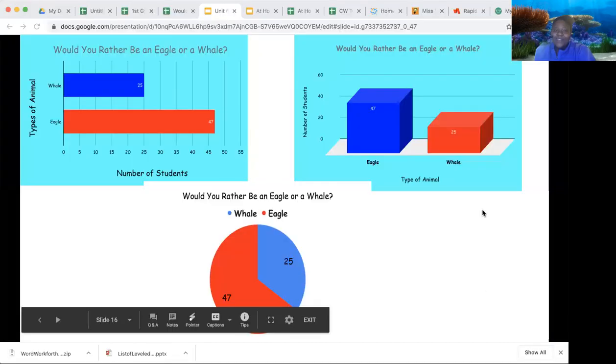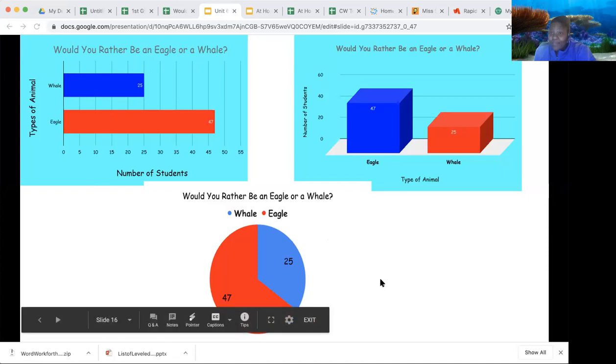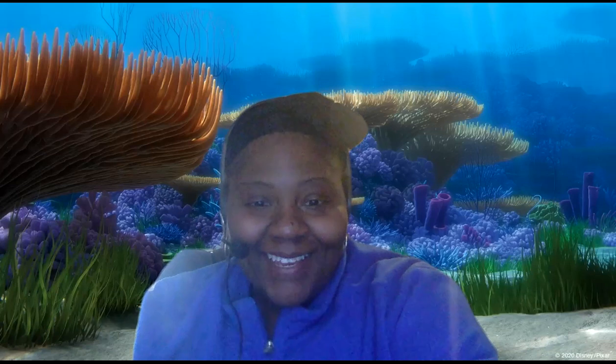Okay, so on Tuesday, I showed you the information from the survey that you guys took. Would you rather be an eagle or a whale? And I represented that data in some different ways. Also, yesterday, I took my data from my survey of do you like chocolate, yes or no, and I showed you my bar graph that I made. I'll share my screen with you.